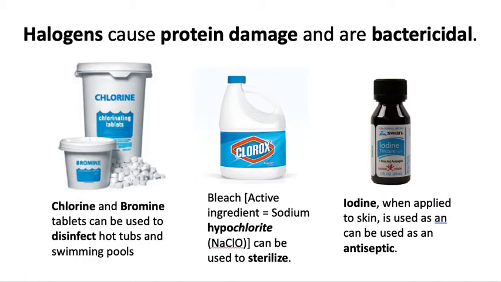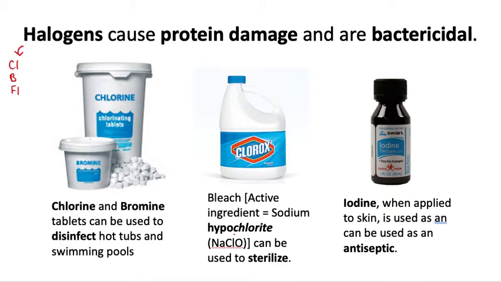All right, so let's start with halogens. Halogens are those chemicals that you find in the second to last column of the periodic table. So it'll be things like chlorine, bromine, fluorine, etc. Fluoride, for example, is something that's used in a lot of toothpaste, and these are halogens. Chlorine and bromine can be used to disinfect at low concentrations. They're often put in hot tubs and swimming pools. Bleach, this is a chlorite.